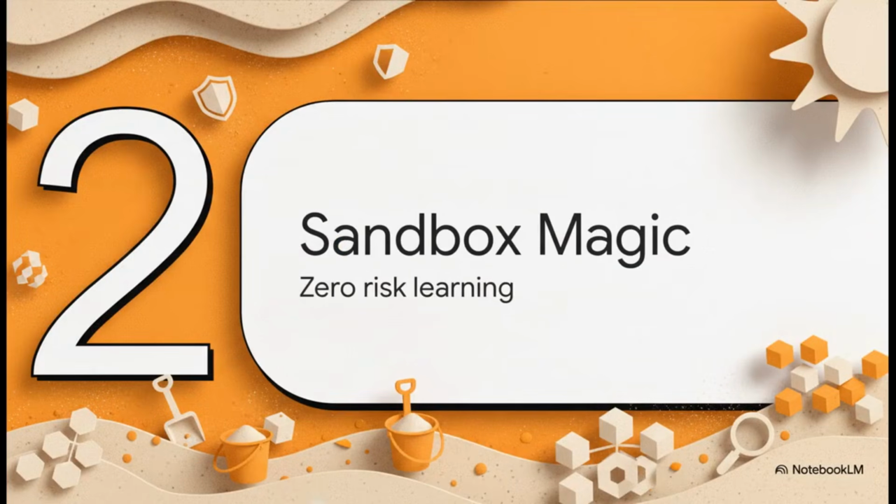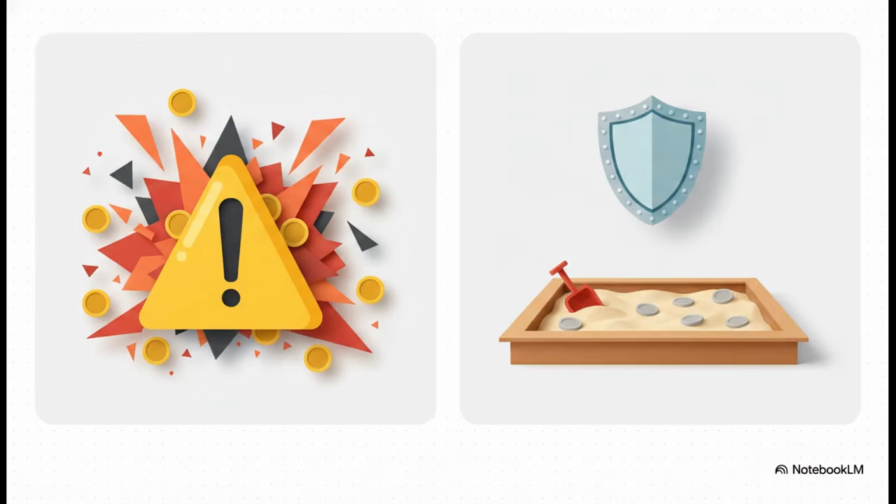Moving on to Section 2, the magic of a sandbox, zero-risk learning. So here is the deal. A mainnet blockchain uses real cryptocurrency. That means every single click carries actual financial weight and, of course, risk. But a sandbox explorer operates entirely on test networks. It uses test tokens that have absolutely zero monetary value. It is the ultimate zero-risk learning playground.